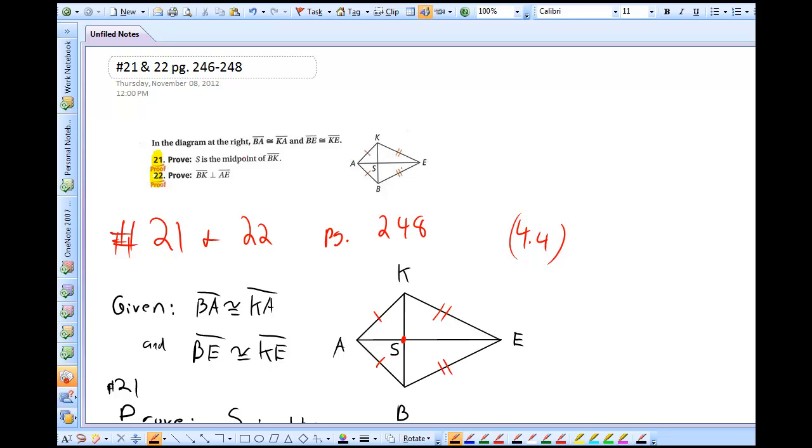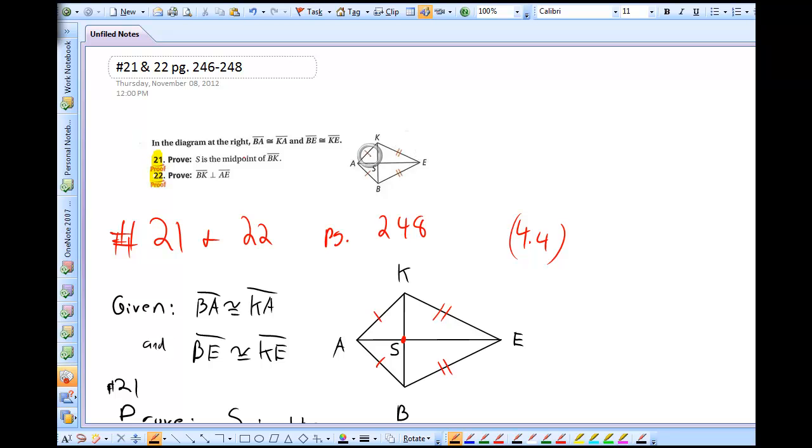Alright, so here's how to work number 21 and 22 on page 248. This is a pretty complex proof, but it's not that difficult. There's just a couple tricks to it. First thing we want to do is prove that S is the midpoint of segment BK.